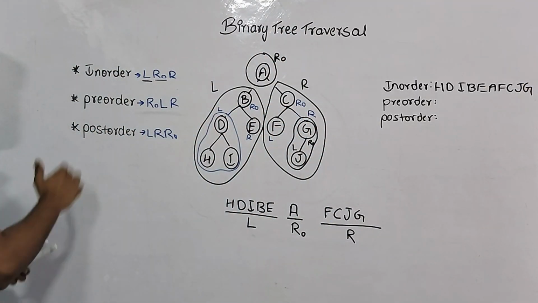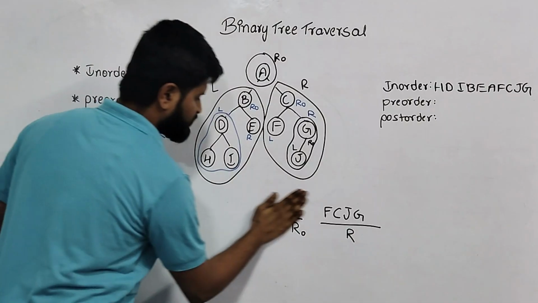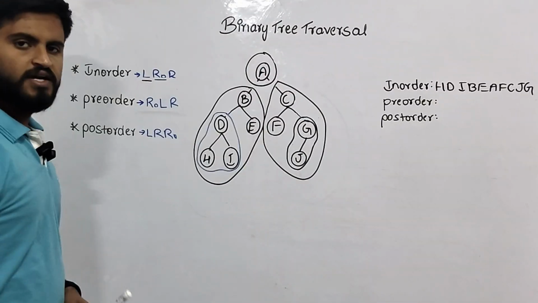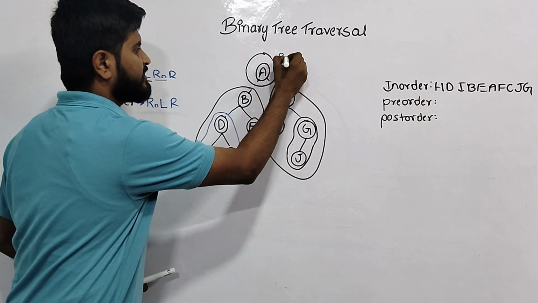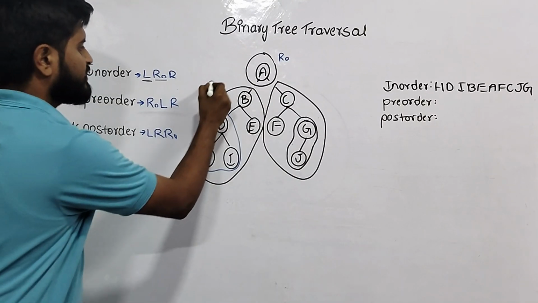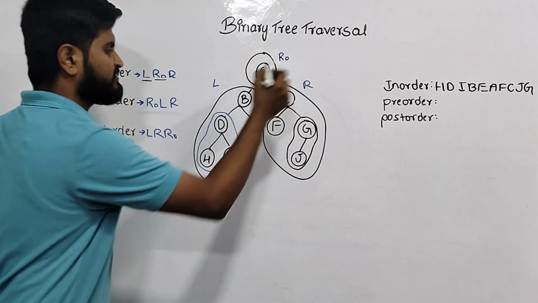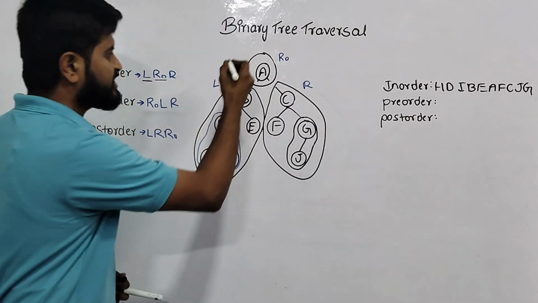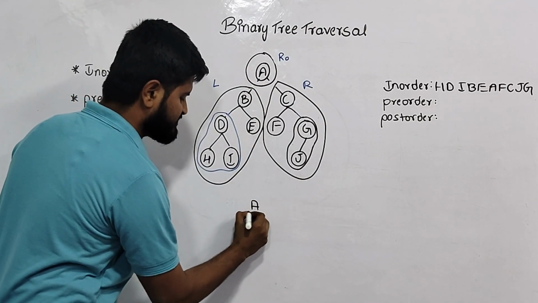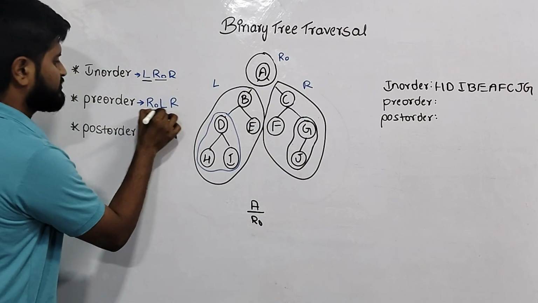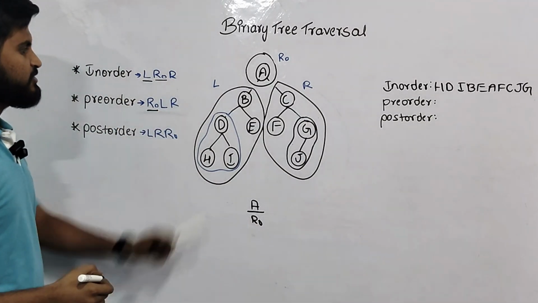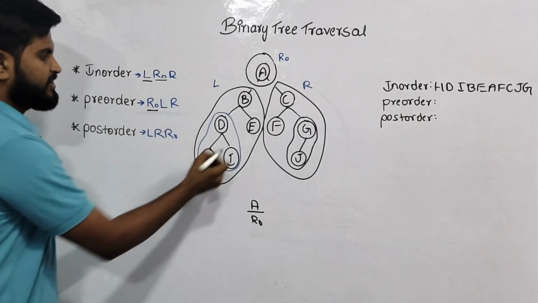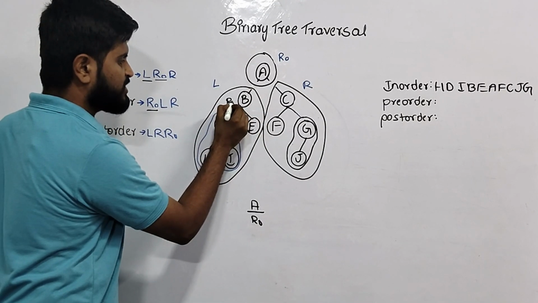Now let's go for the pre-order traversal. So what is pre-order traversal? Root, left, right. Here root means A is the root for the complete tree. Left means the left subtree, right means the right subtree. First we must write the value of the root. The complete tree's root value is A. So root is written. Next move to the left. Left means the left subtree. So in the left subtree again apply root, left, right. In the left subtree the root value is B.